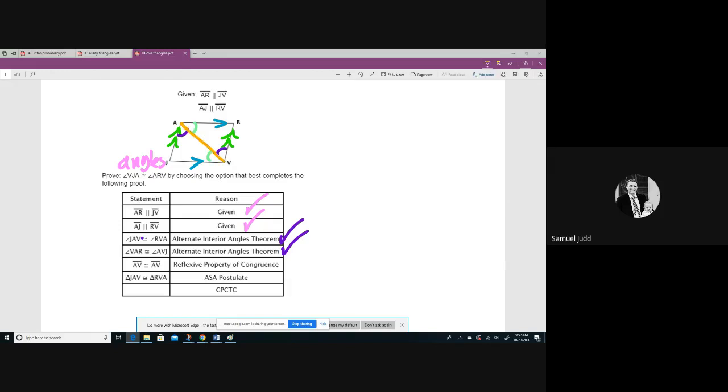Or we know things are equal to themselves because of the reflexive property. That checks out. And so then we say, hey, we've got two angles and the side in between them. That's the angle-side-angle postulate. We've proven the triangles are congruent. Now let's talk about what this statement means.